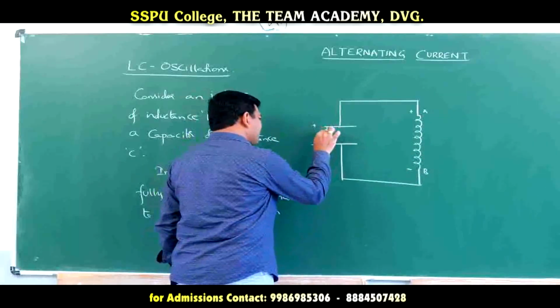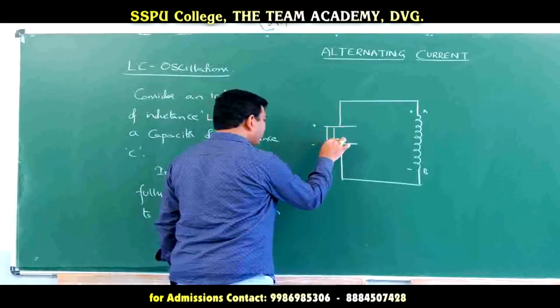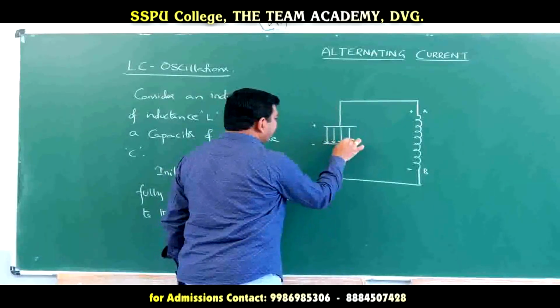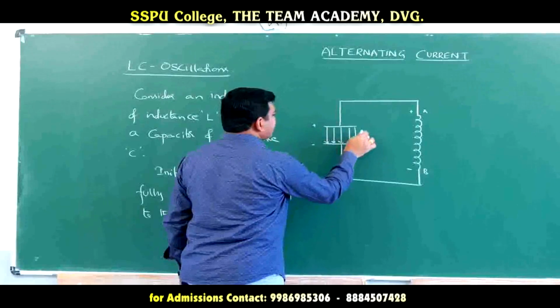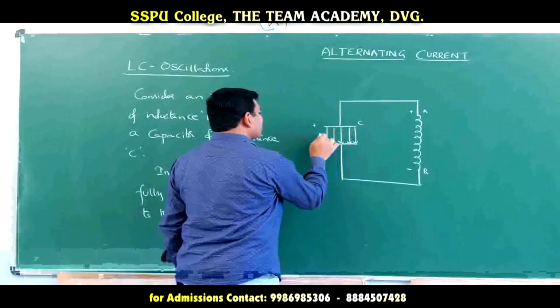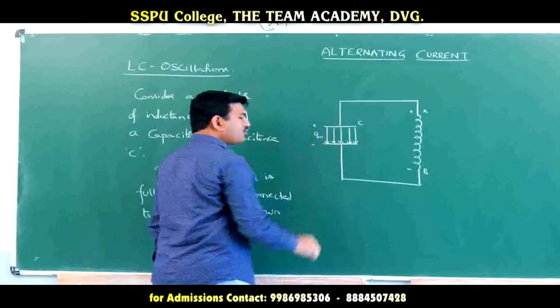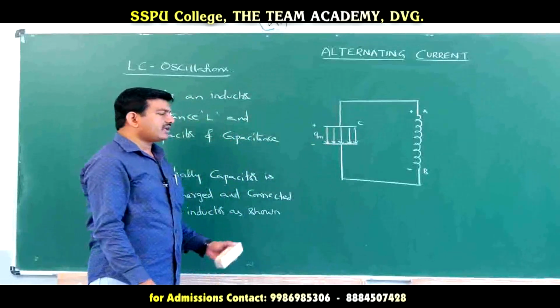Now here, this is the electric field, which is directed from the positive plate of the capacitor to the negative plate of the capacitor, whose capacitance is equal to C, and the maximum charge on it is equal to Qm. Let Qm be the maximum charge stored in the capacitor.